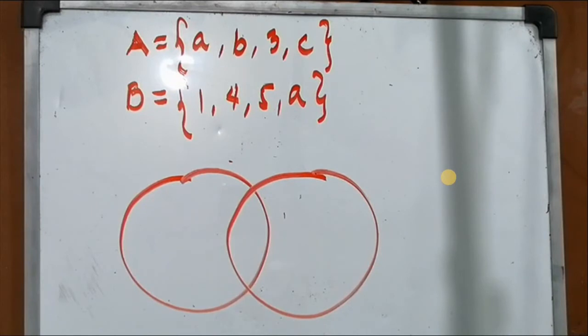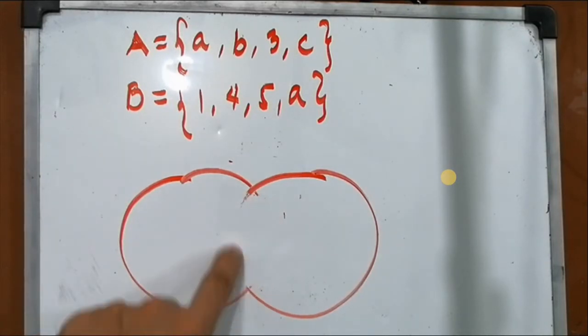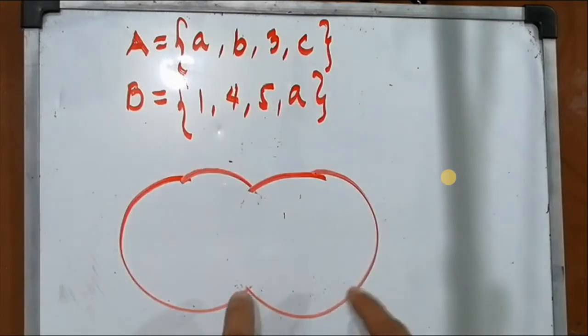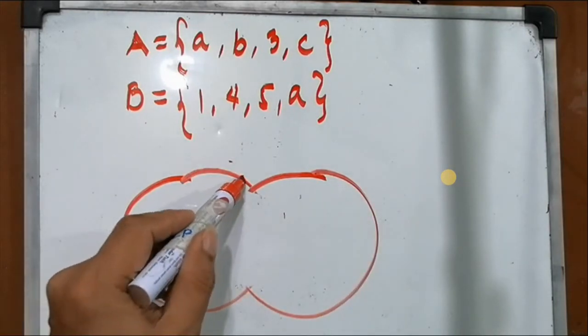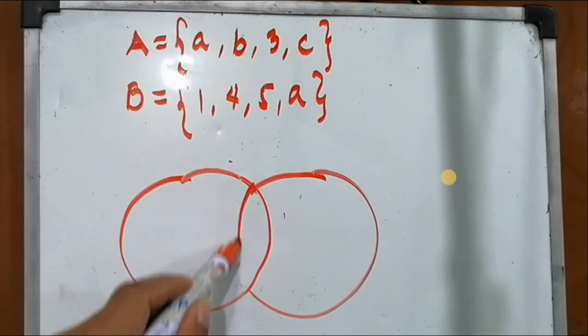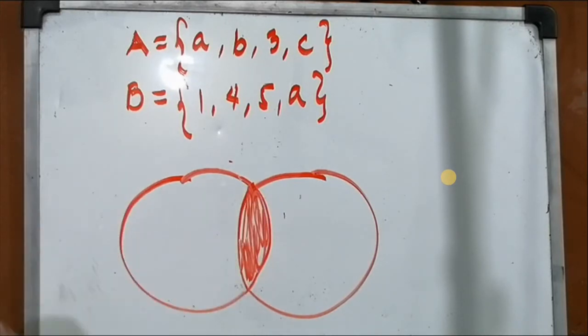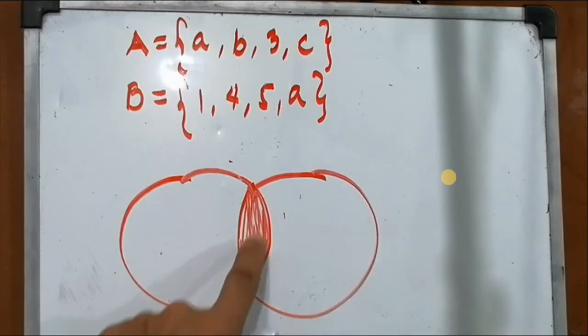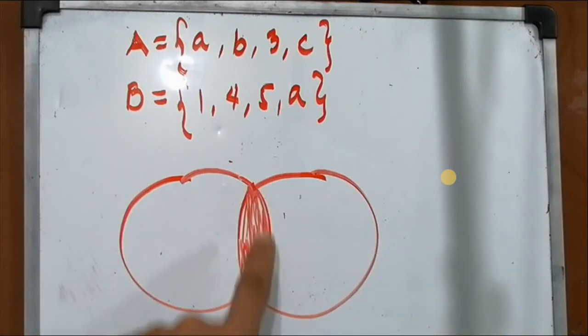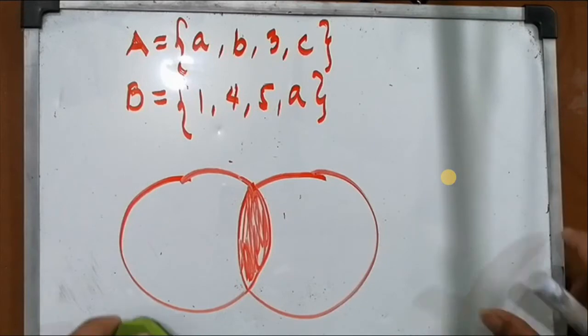Okay, so in my previous video, for the union, we remove this part. So this is now the union of two sets. But when we say intersection of two sets, we will show this one because this is the intersection of set A and B. So we'll take this element only. That is the representation of the intersection of two sets.